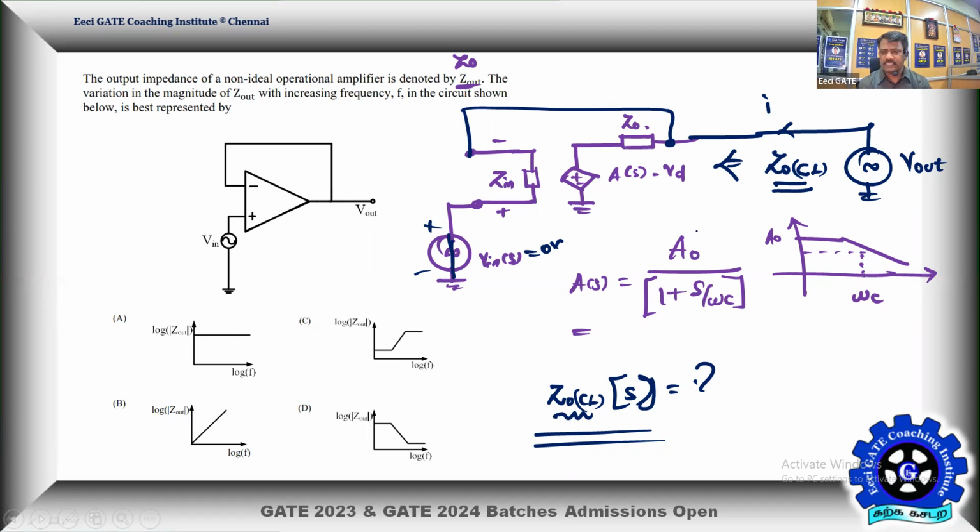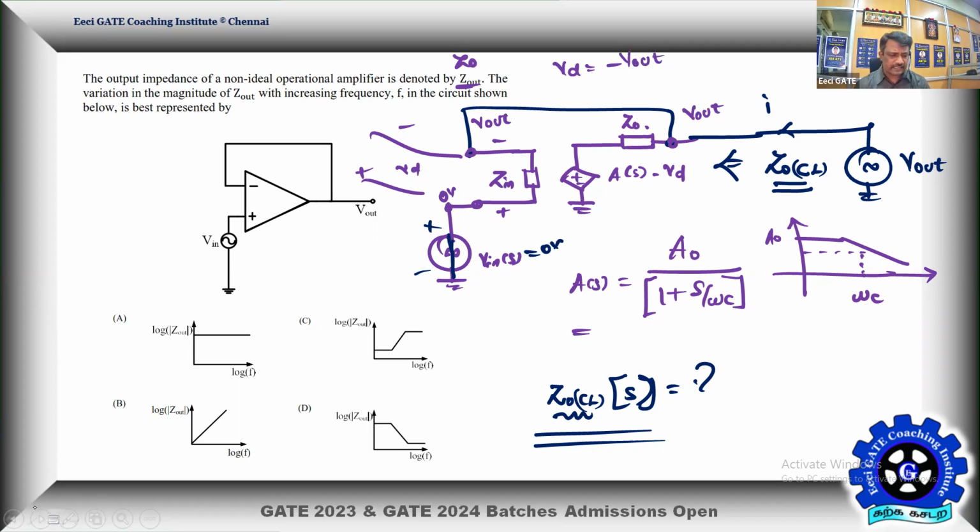So what will Z naught CL see? V in is made 0, so this point potential is 0. This is exactly the voltage VD from earlier, plus and minus. Since I'm exciting here by V out, this is also going to be V out, and this is also going to be V out. If that is the case, what does my VD mean? VD is non-inverting minus inverting. The non-inverting is connected to ground, so VD is equal to 0 minus V out. Therefore, VD equals minus V out.